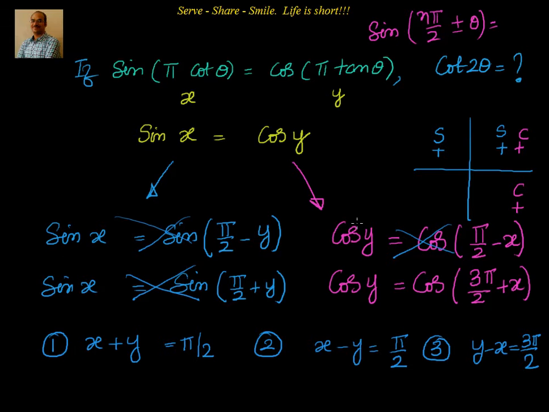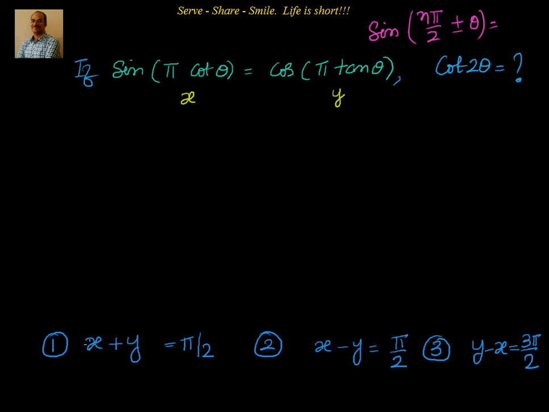With sine I can write 2 times, with cos I can write 2 times, which gives me three conditions, three equations: x plus y equal to pi by 2 is one of them, or x minus y is pi by 2 is one of them, or y minus x equal to 3 pi by 2. Now we'll substitute the values x equal to pi cot theta, y equal to pi tan theta in them and try to find out the values of cot 2 theta.